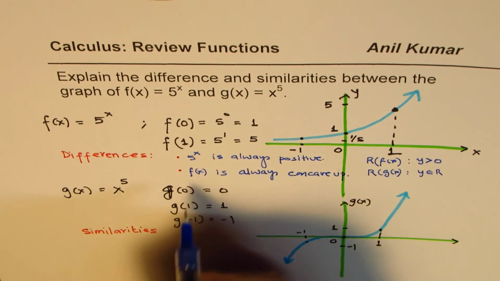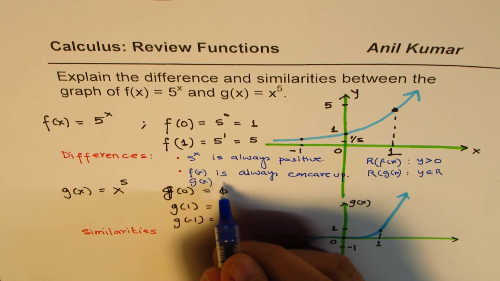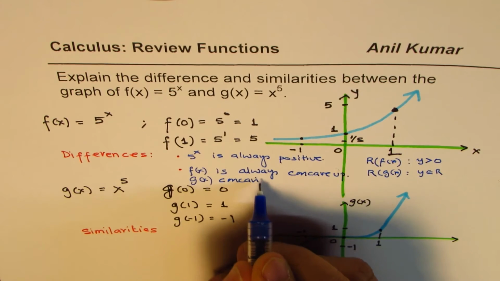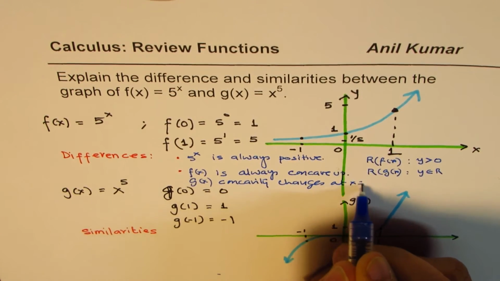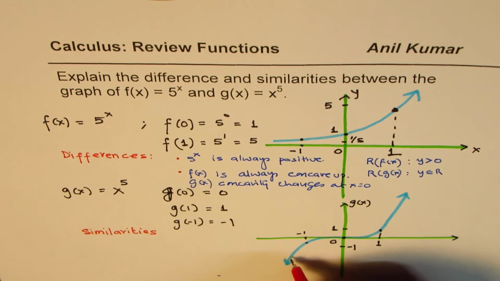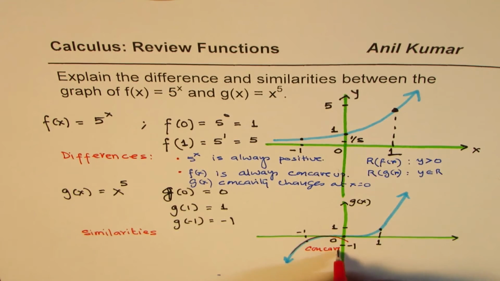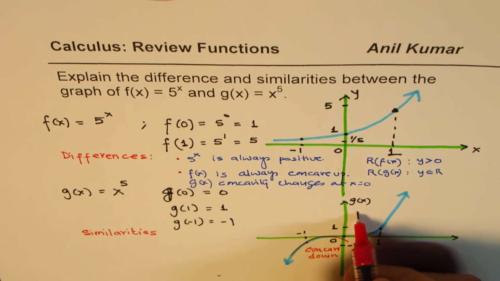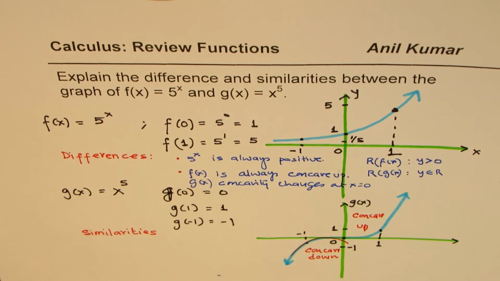All right. Whereas in g of x, its concavity changes at 0, right? It is concave down in this portion. So in this portion, it is kind of downwards. Do you see this kind of curve which is concave down? So this is called concave down, the shape of the curve. And here it is concave up, right? So that is the shape of the curve. So we'll stop at these two differences. These are critical differences.